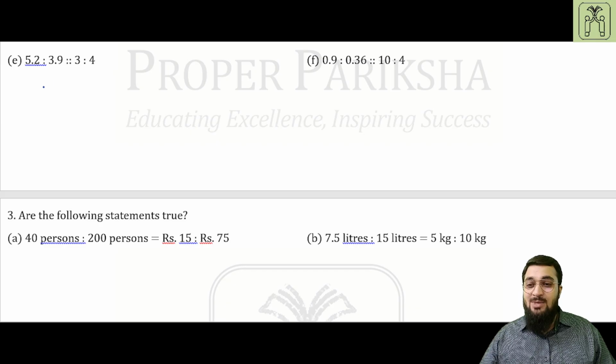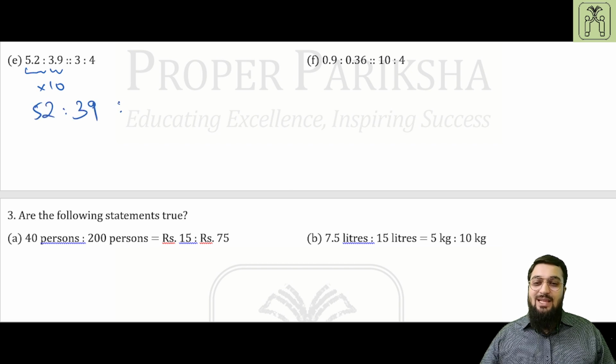So that will be 5.2, 3.9. So what we'll do, we'll just multiply 5.2 and 3.9, this particular part on both sides, into 10. So it will become 52 is to 39, and this will become 3 is to 4.